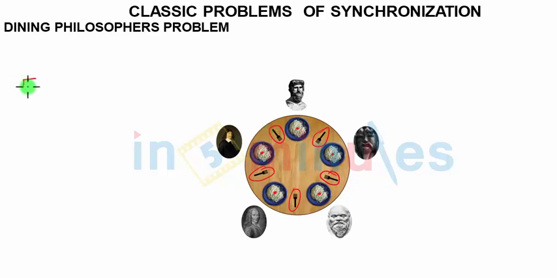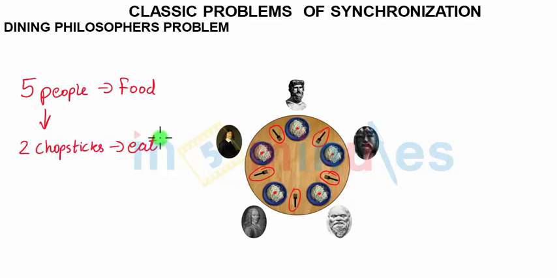Now let's try to understand why synchronization is needed here. We have 5 people sitting with their food. They need 2 chopsticks to eat. Now let's count the number of chopsticks between 5 people. We have number 1, number 2, 3, 4 and 5. So there is only a single chopstick for each user. But as we have clearly said, we require 2 chopsticks.